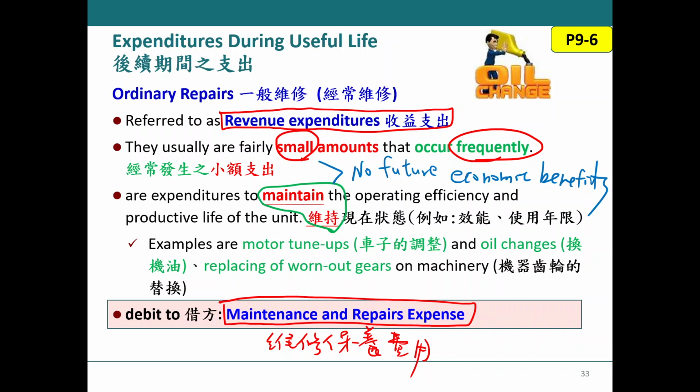Okay? So usually for small money, and they occur frequently and only to maintain your PPE's situations, maintain your life, then this is an expense, okay? Because they cannot improve anything. Now, how about the other one?